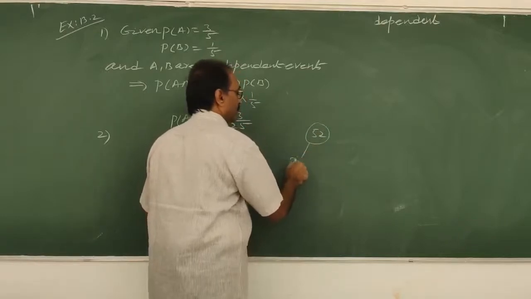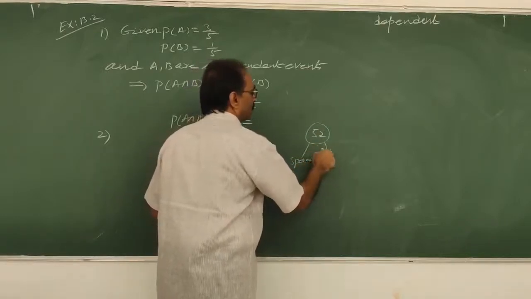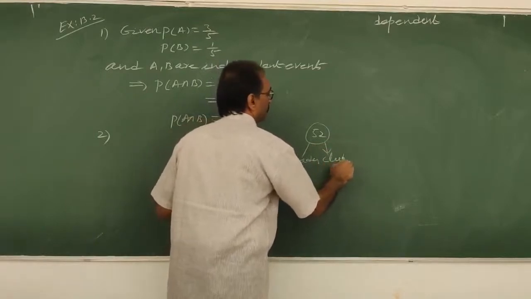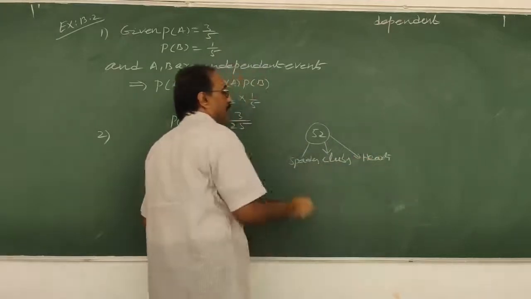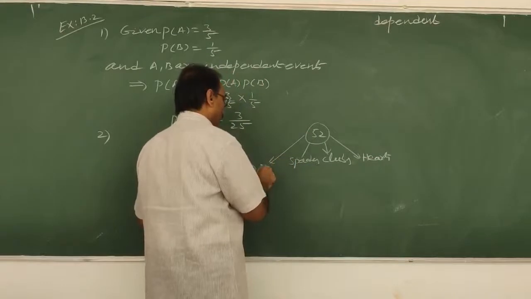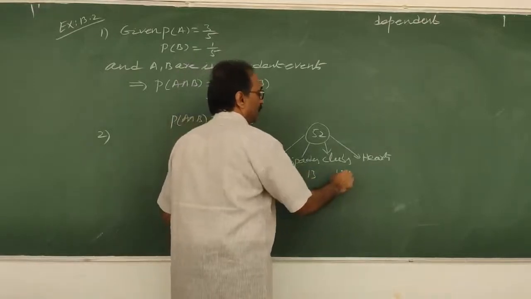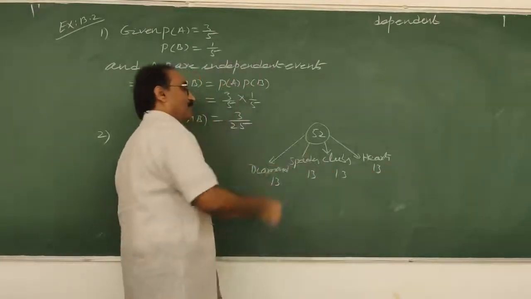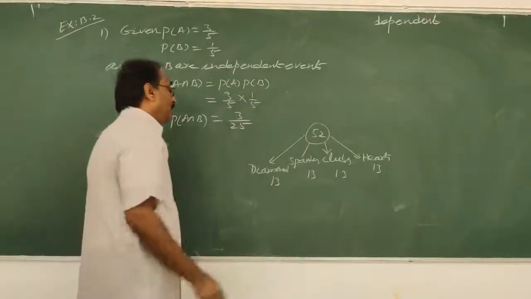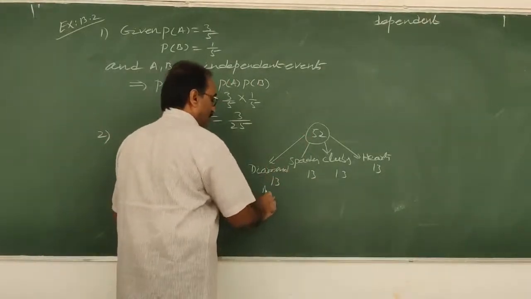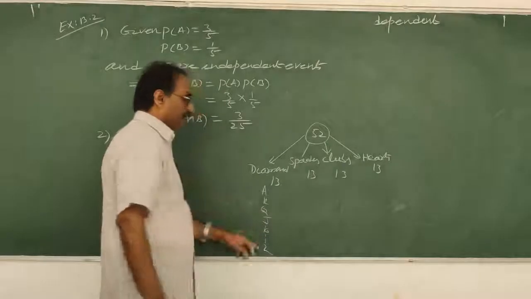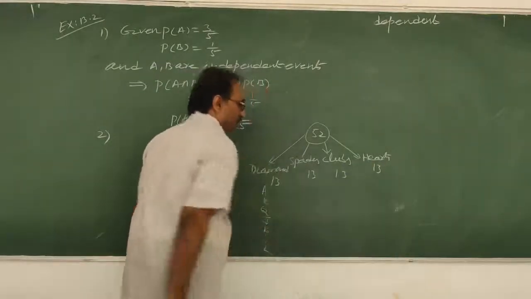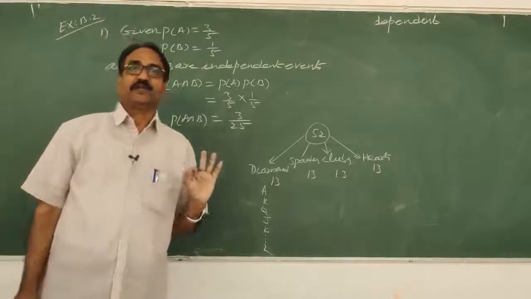There are spades, clubs, hearts, and diamonds. Correct? Here 13 cards, here 13 cards, here 13 cards, here 13 cards, 4 into 13, 52 cards. In each suit there are 13 cards: ace, king, queen, jack, 10 and so on down to 2. Like that here also, like that here also. That we must be very clear in our mind.